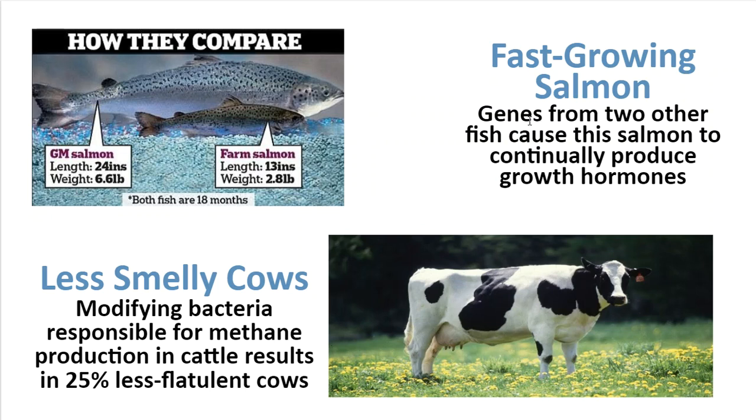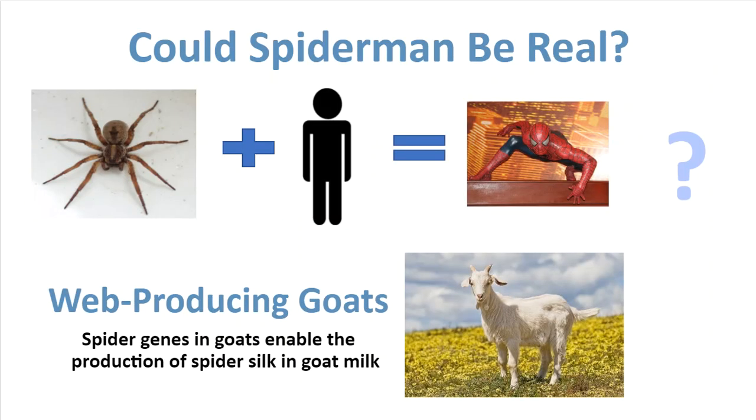That's one reason. Less smelly cows. So we have modifying bacteria responsible for methane production in cattle, which results in 25% less flatulent cows. The cows are not passing gas as much with this extra bacteria in there and putting methane into the atmosphere. So again, it's mostly food is why we would genetically modify animals.